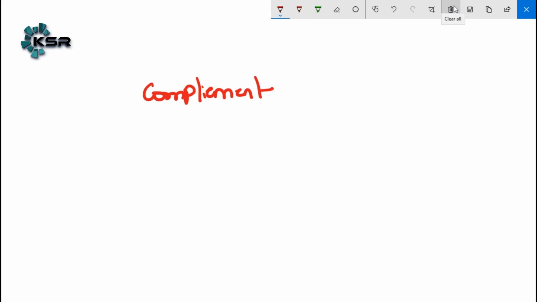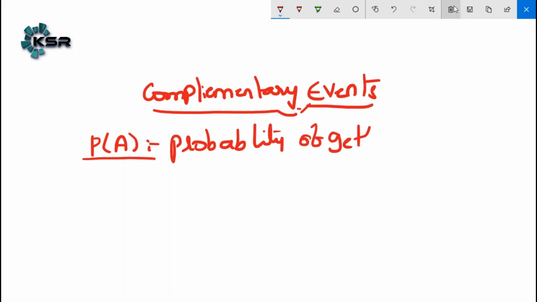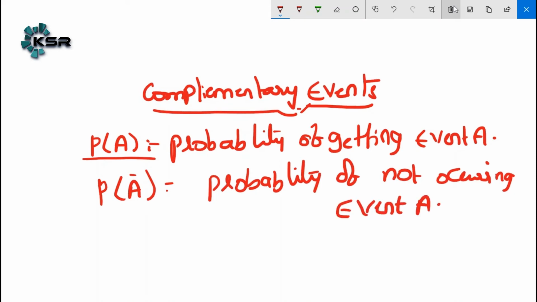Complementary. For example, P of A is nothing but the probability of getting or occurring event A. P of A bar means the probability of not occurring event A. P of A bar is nothing but the probability of not occurring event A.